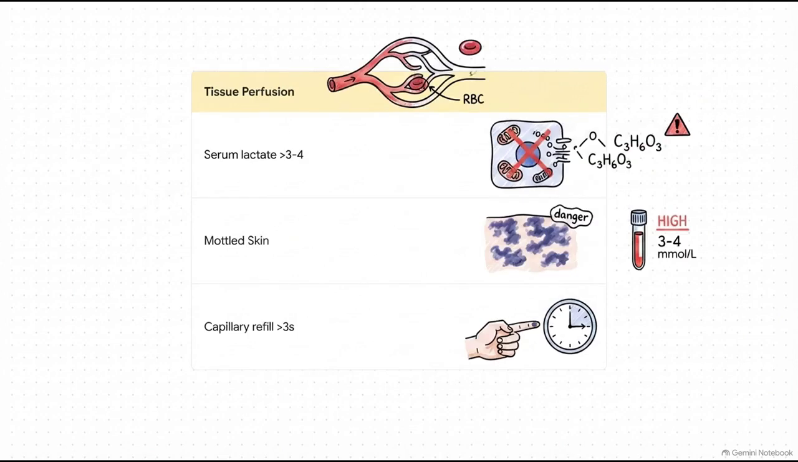Finally, we check the tissue perfusion parameters. This category represents a critical lack of blood flow all the way down to the microscopic cellular level. The real hallmark here, a serum lactate level climbing above 3 to 4 millimoles per liter. Remember, when cells are forced to generate energy without enough oxygen, they produce excess lactic acid.